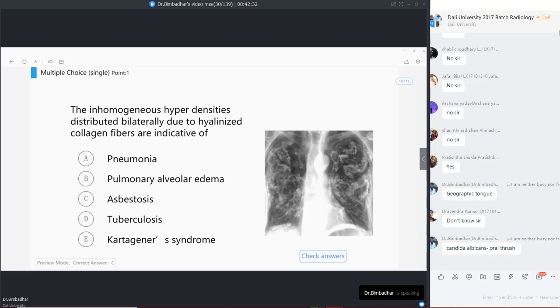Okay, this is geographic lung. Geographic lung is a characteristic feature of asbestosis. Remember, geographic tongue happens in Candida albicans, infection of the tongue and mouth, oral thrush. We call it water brash also. This clinical condition is called water brash too. So remember them. Maybe for your competitive exams, it might be helpful. Do not forget this kind of appearance, okay?